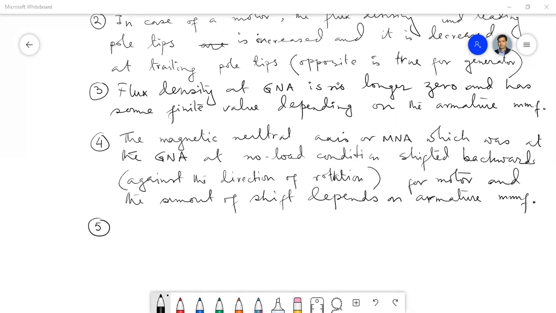Now the fifth point is, here we have considered no saturation. But if we consider the saturation, then the useful flux per pole will be reduced. Now let me write down the observation first.